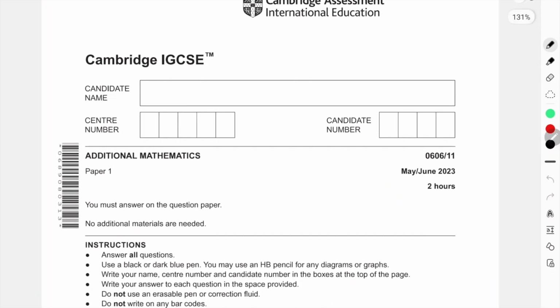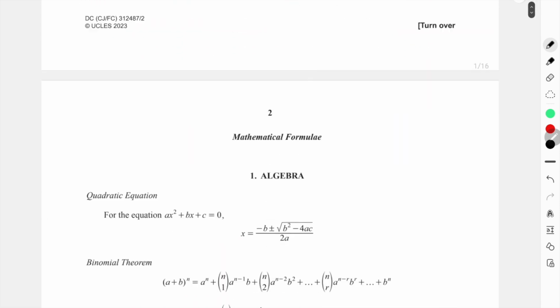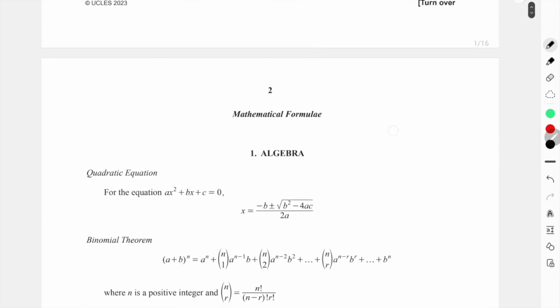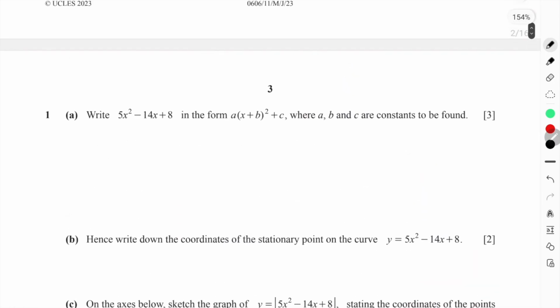In this video, we're going to be solving Additional Mathematics Paper 11 from May-June 2023. Okay, so this is the formula booklet. And we have to write this in the form of this. So this is essentially completing the square.